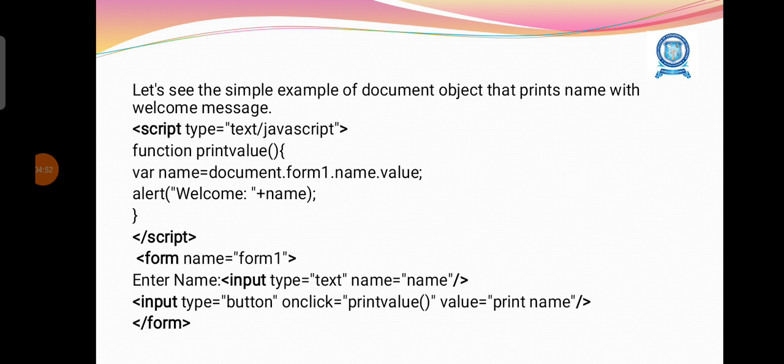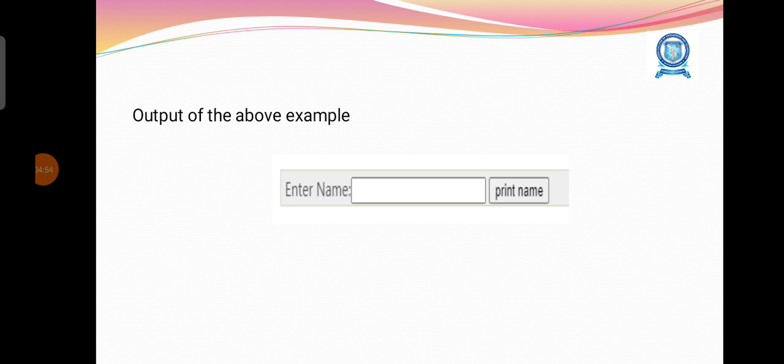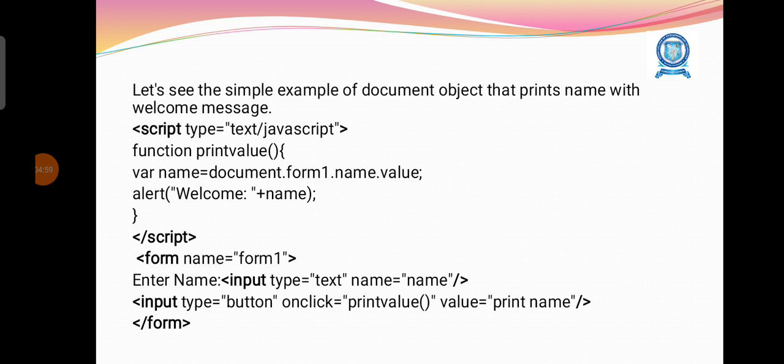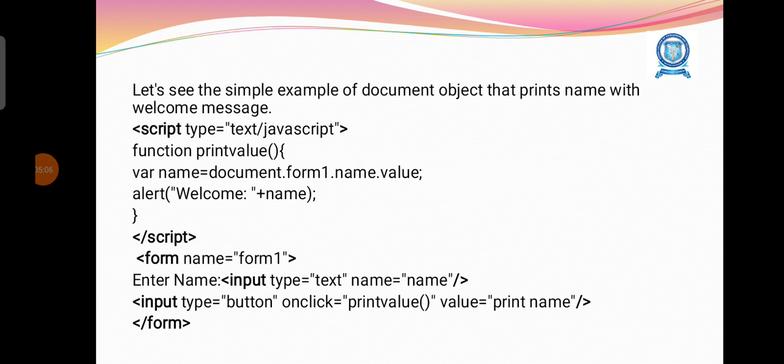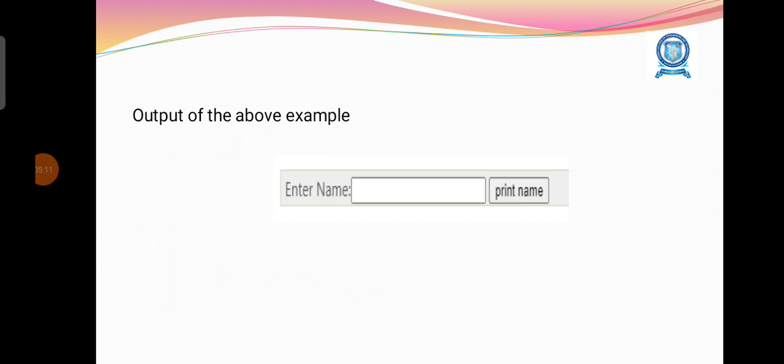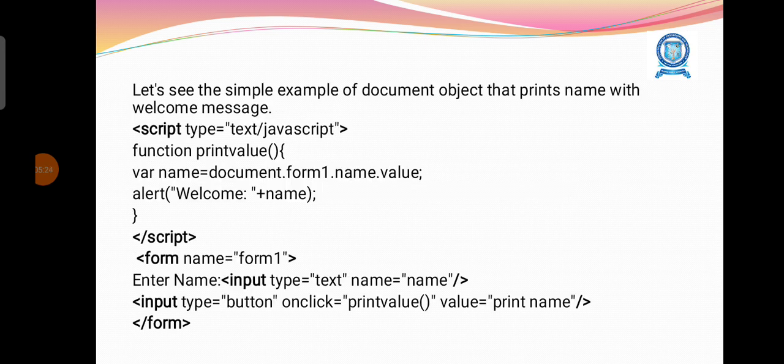Then we are going to have one input field with the label enter name, and we are going to have the button. We are giving the name print name to the button, and we are going to trigger the event when we click the button print name. First of all, we will type a name in the text field, then we click the button print name. At the same time, the function will be called.